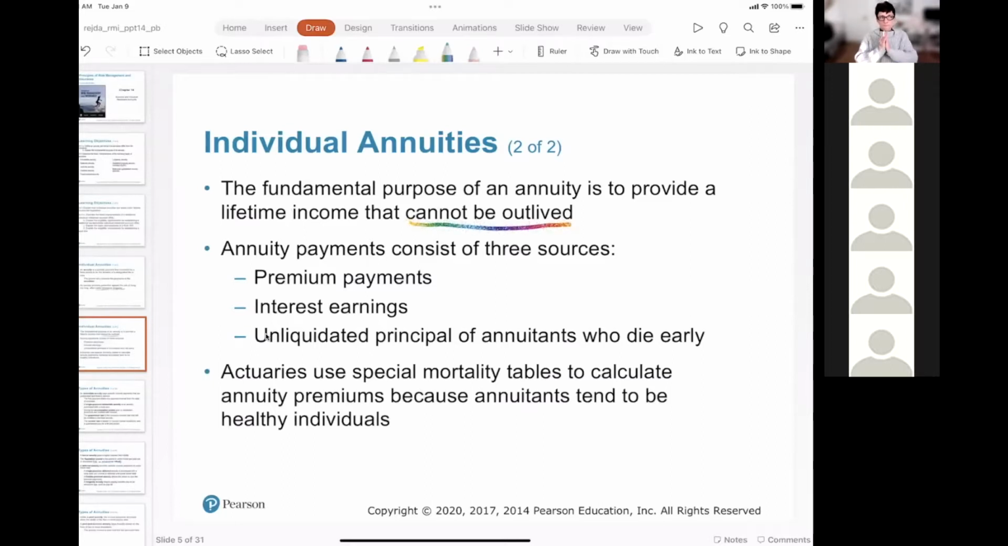So when you buy an annuity, if you buy a deferred annuity, meaning you give them your premium payments, and before flipping the switch to turn it into income, you could get interest earnings. And you're also going to benefit when you buy an annuity, and this seems creepy, but we got to talk about it, from the unliquidated principal of annuitants who die early. You're like, what? Yes, we are pooling longevity risk when you buy an annuity.